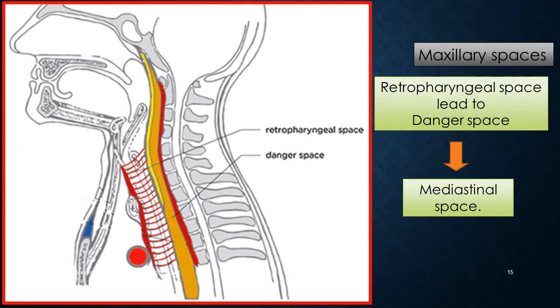Relations of the retropharyngeal space. Superior, base of the skull. Inferior, superior mediastinum. Lateral, carotid sheath. Anterior, buccopharyngeal fascia. Posterior, alar fascia.